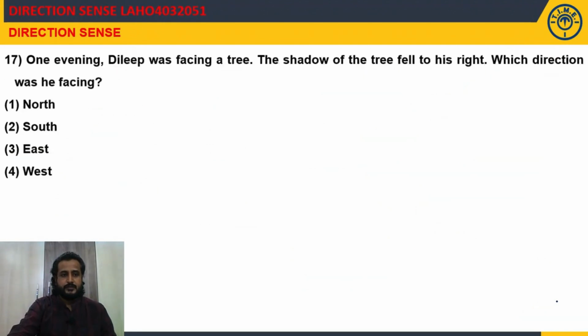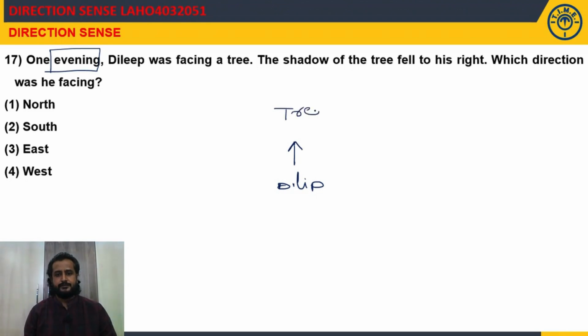Move to the next question. Now again, shadow. One evening, Dilip was facing a tree. Okay, it is evening. The case we have to consider is evening. Dilip was facing the tree. Let me take Dilip here. Dilip is facing which tree? So the tree is here. Okay, so the tree is like this. Dilip is facing the tree.